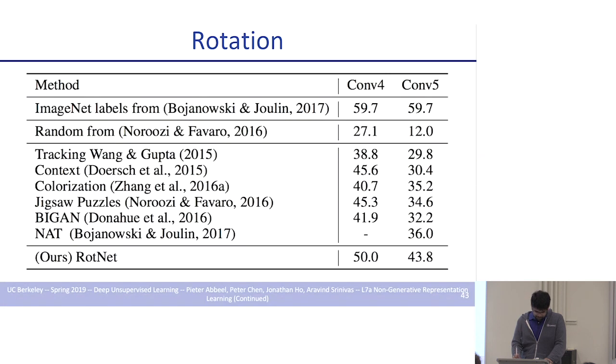Okay, here are some numbers. So what do these numbers mean? Let's say you train the same ConvNet architecture on these different cognitive principles. So this one is the relative patch, and this one is the colorization. This is the jigsaw puzzles. You can ignore the other things for now. This one is the rotation.